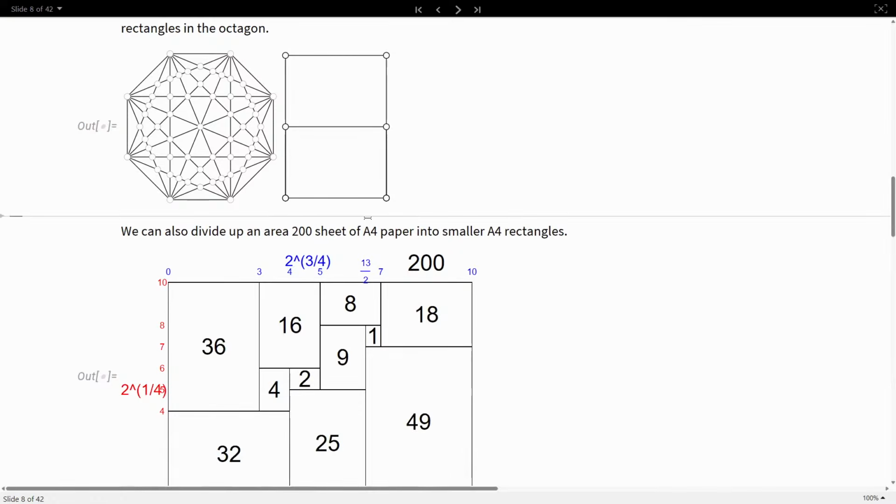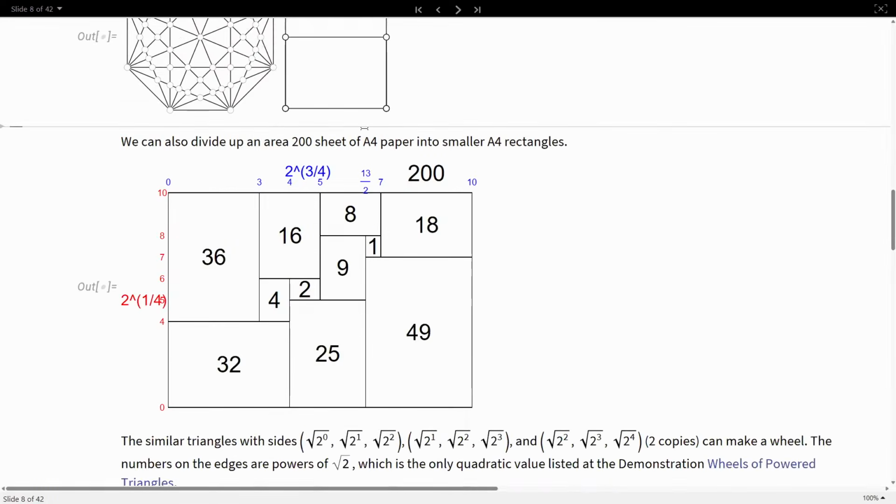And if you use a sheet of A4 paper with an area of 200, you can split it up into these rectangles, which are all either powers or twice a power. All of these rectangles are similar to each other. They're all basically A4 rectangles.